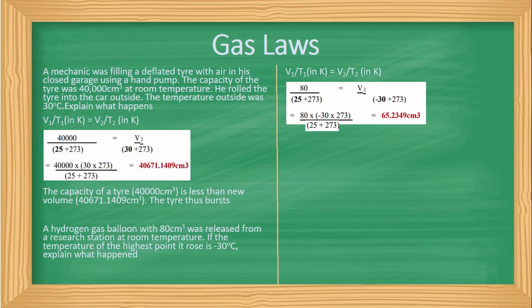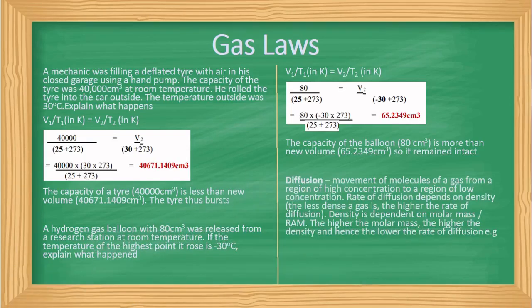If you calculate, you get that our V2 will be 65.2349 centimeter cubic. So the capacity of the balloon, as we were told, is 80 centimeter cubic, which is more than the new volume of 65.2349 centimeter cubic. So everything remains okay, and the balloon remains intact.